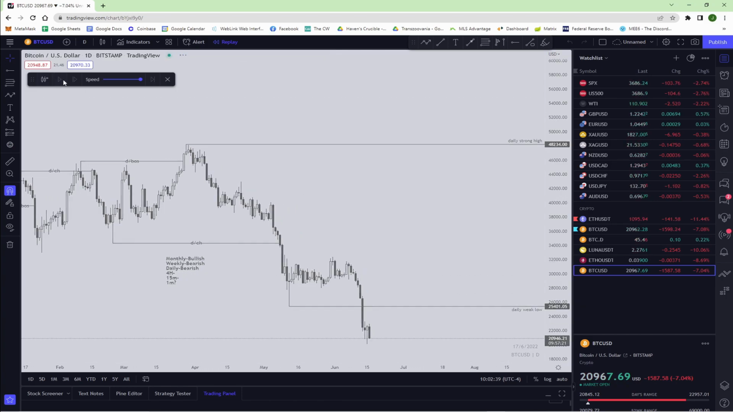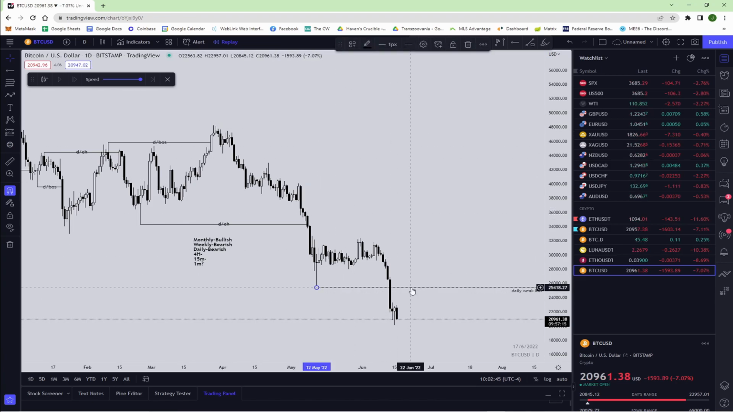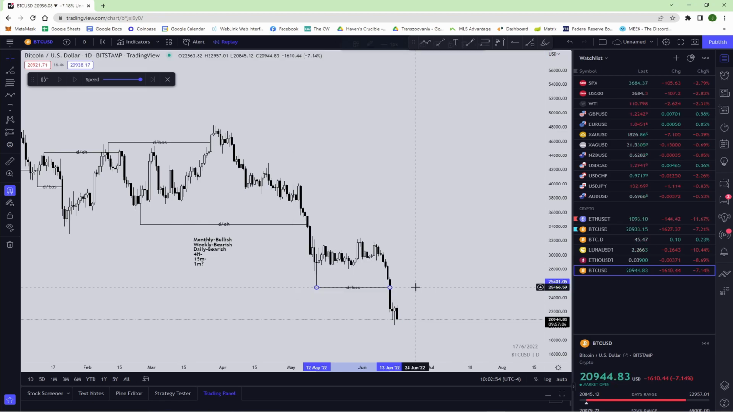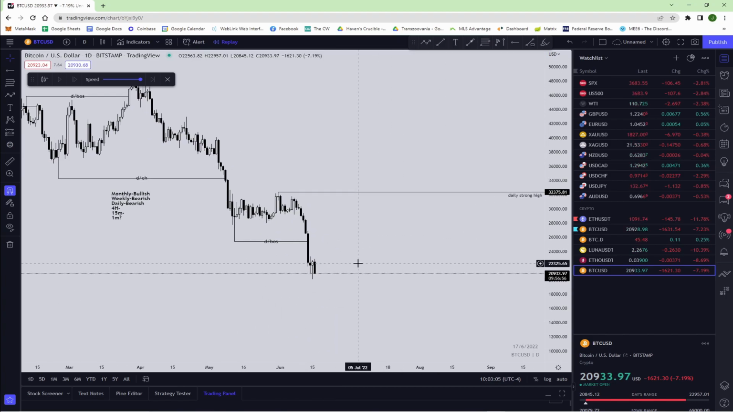What happens? Oh my goodness, we broke it. Okay, we broke it. So that level up there, no longer relevant. We have a daily break of structure here. Where's our high? We know where our high is, right here. This becomes daily strong high. I hope this is sinking in. I hope this is making sense here.